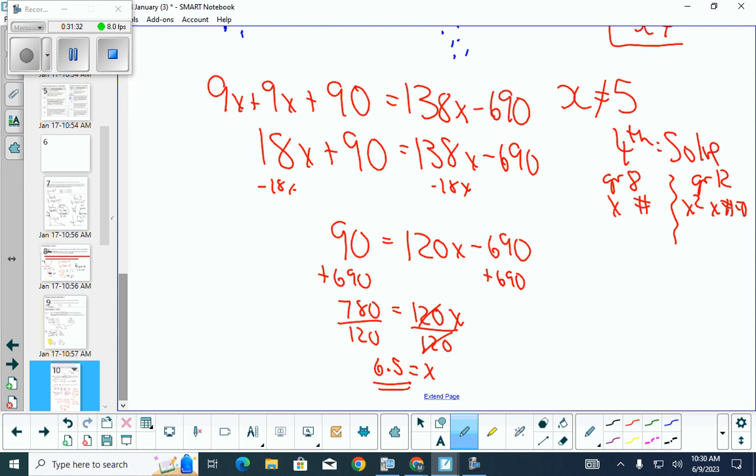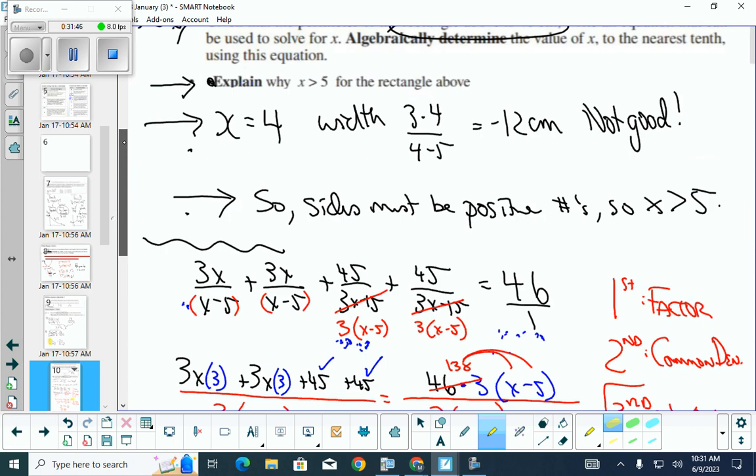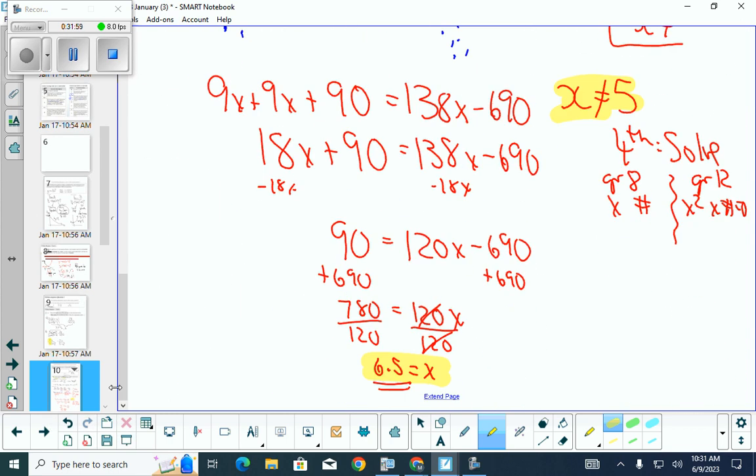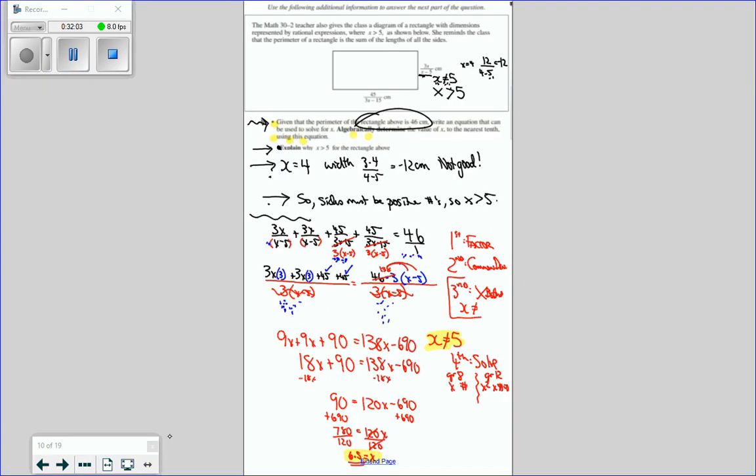Okay. Now do a quick little check. This is 6.5. This says not equal to 5. Do I have any conflicts? No. Okay, go back and read the question. Make sure you've actually answered it. The question was, given the perimeter, algebraically determine the value of x to the nearest tenth using this equation. So nearest tenth is 6.5. Now, that is going to be the 3 marks.